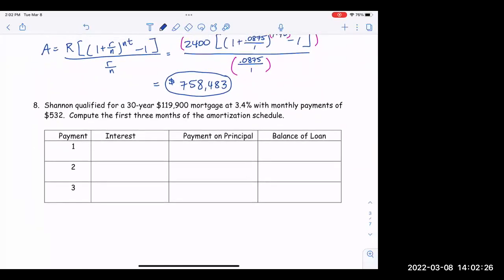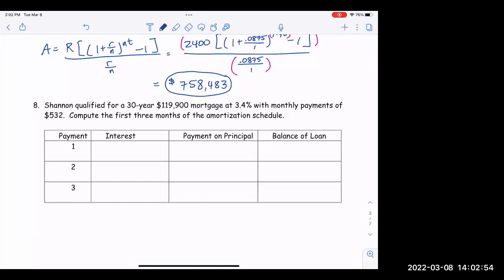The next one is an amortization schedule. A full amortization schedule would be pages and pages long, because it would be a schedule for every single payment you make on your mortgage, for the whole 30 years if you're talking about a 30-year mortgage, showing how much of your payment went to interest and how much went towards the principal. We're only going to do a few lines. In this case, we just have 3 lines to do.